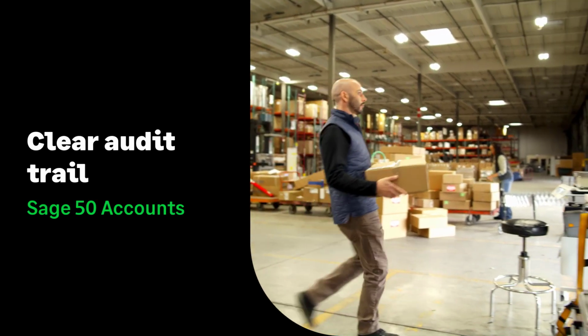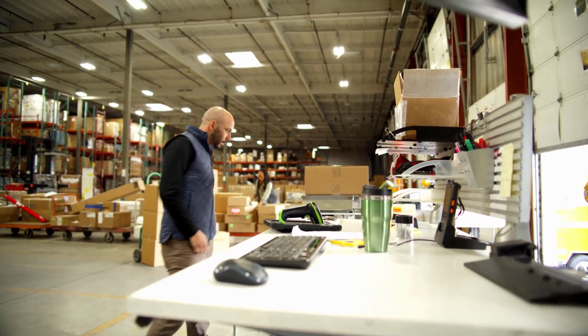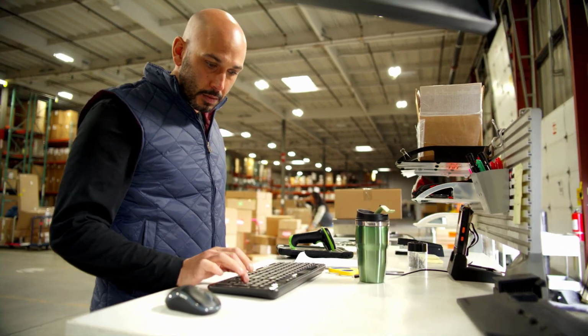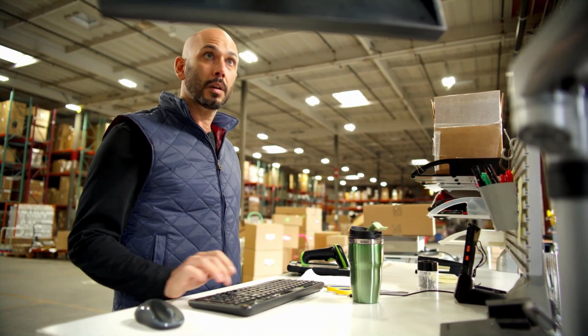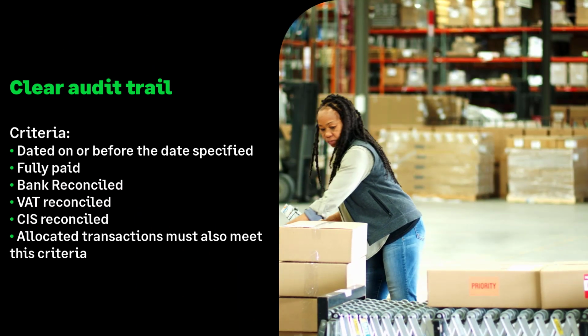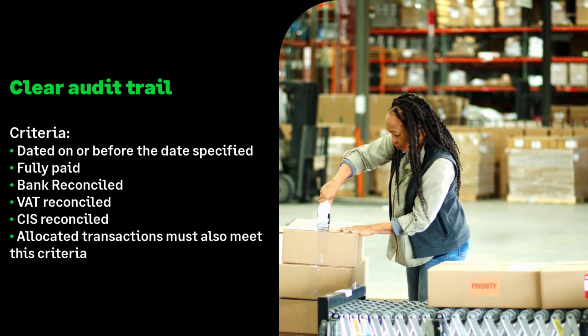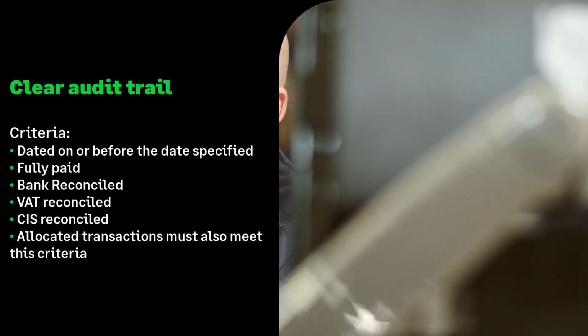The Clear Audit Trail option removes transactions from the audit trail that meet specific criteria. For example, when you work through the wizard, you'll be prompted to enter a date, and for a transaction to be cleared, it must be dated on or before this date. There's also other criteria, including the following. Each transaction must meet all of the criteria to be cleared, otherwise it will remain on the audit trail.